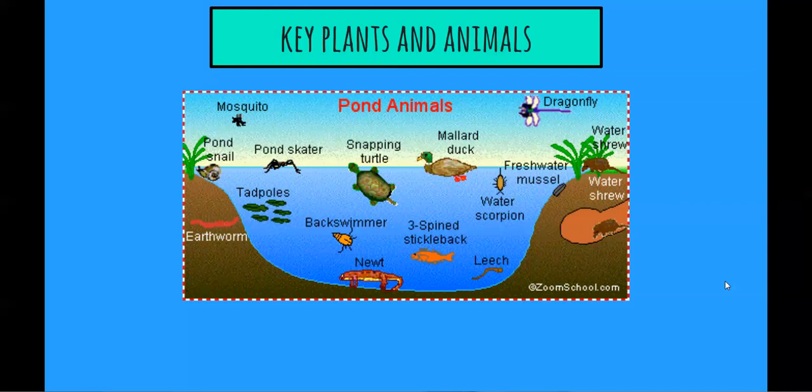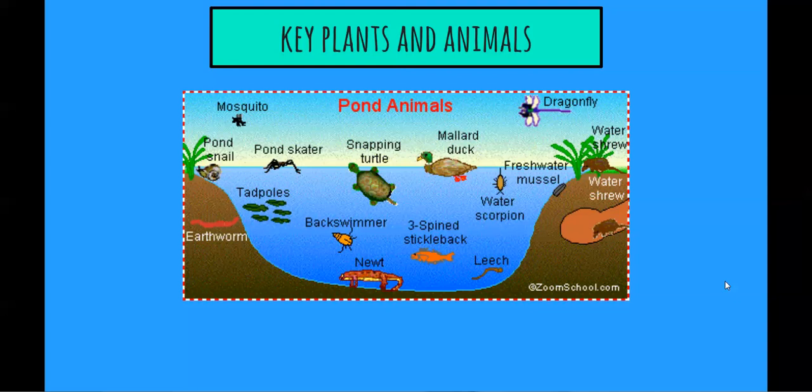Secondary consumers include insects and fish, which consume the primary consumers. Lastly, tertiary consumers include birds, river otters, muskrats, and raccoons, and that only consume the secondary consumers.